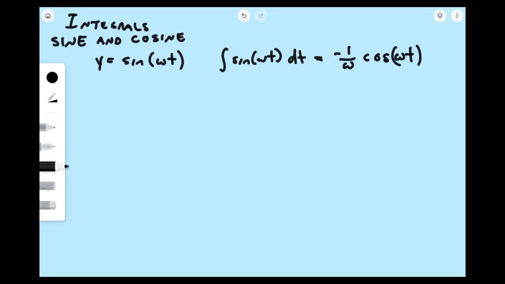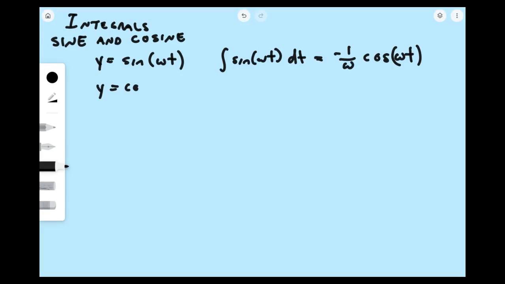And we can check that because the derivative of cosine is negative sine. And then we'd also have to do the chain rule and take the derivative of omega t, which would be omega, so that we get right back to sine omega t, our original function.